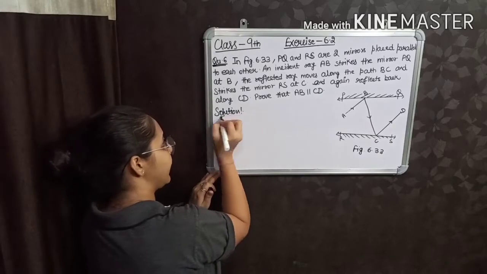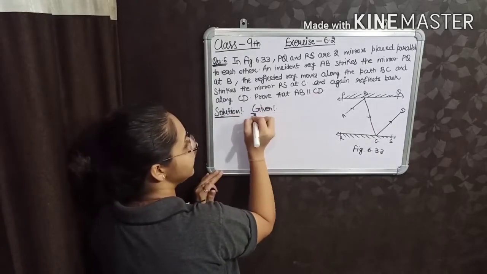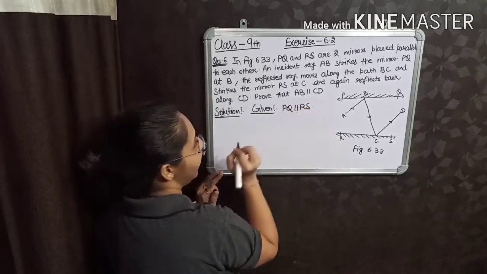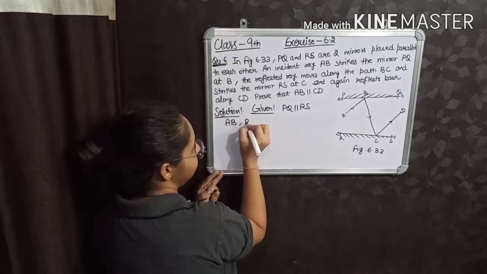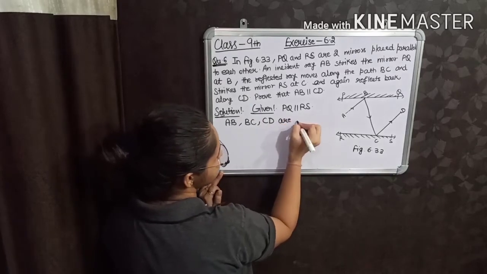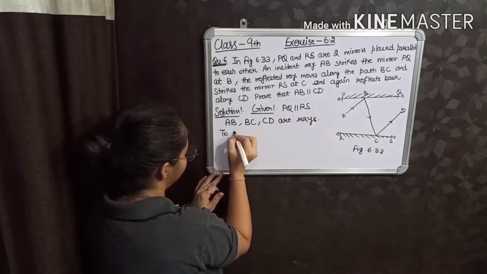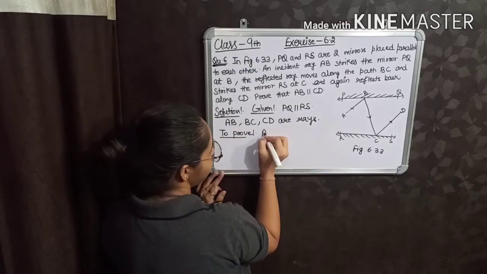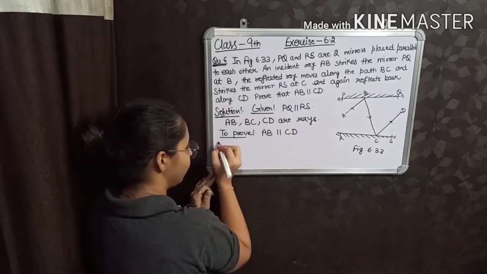First of all, write given. What is given? Given is PQ is parallel to RS, and AB, BC and CD are rays. Now, to prove: AB is parallel to CD. This we have to prove.